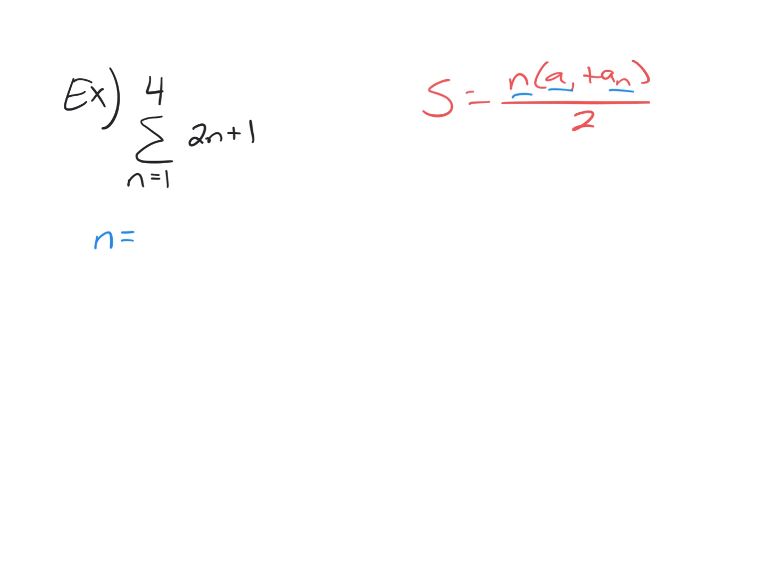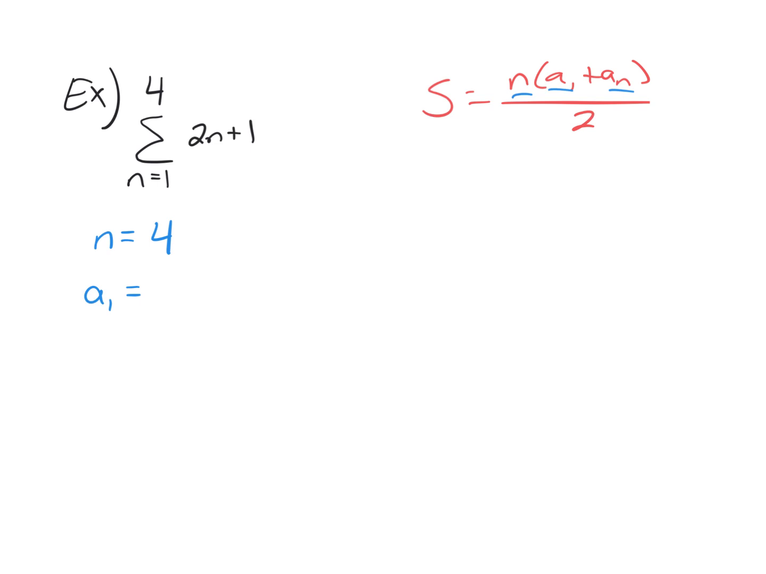Where do I get the number of terms from? I pull it from somewhere. I get it from the top. Yep, whatever number is sitting on the top of sigma, that is the number of terms that I have. Okay. A1, what does A1 stand for? The first term. Do I know what that is just by looking at it? No, I have to find it.